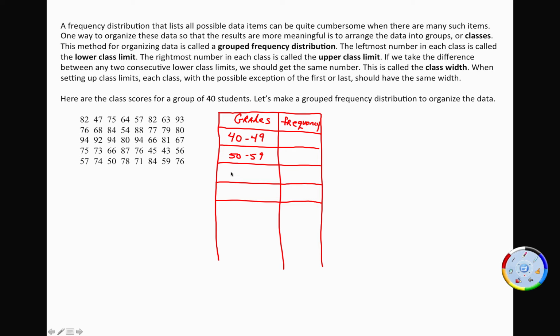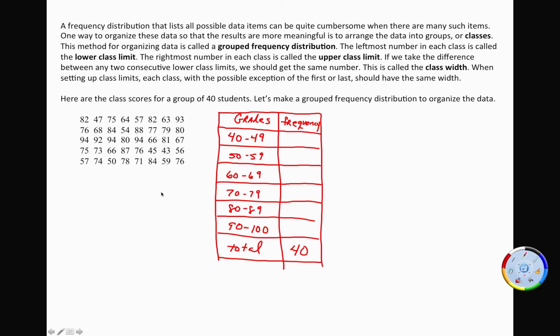50 to 59, 60 to 69, 70 to 79, 80 to 89, and 90. Now, I'd look over here quickly, and I see I don't have a 100, so I couldn't do 90 to 99, but I'm going to do 90 to 100, since I know it's very possible to have a grade of a 100. And then finally, I'm going to have a total. And as a double check, that total better be 40, because I've already counted up 8 by 5.